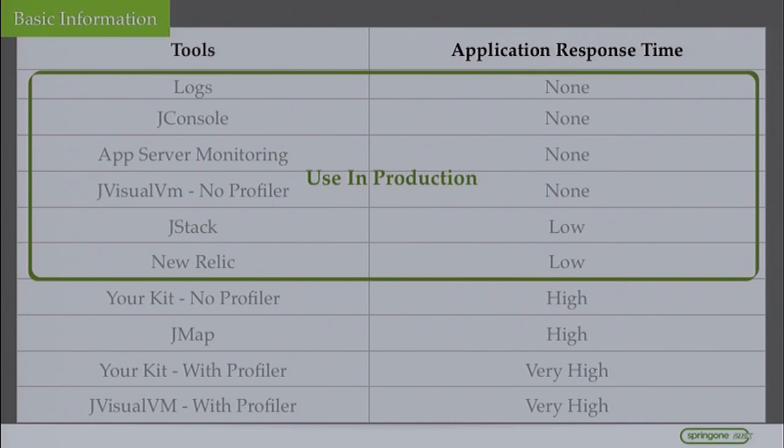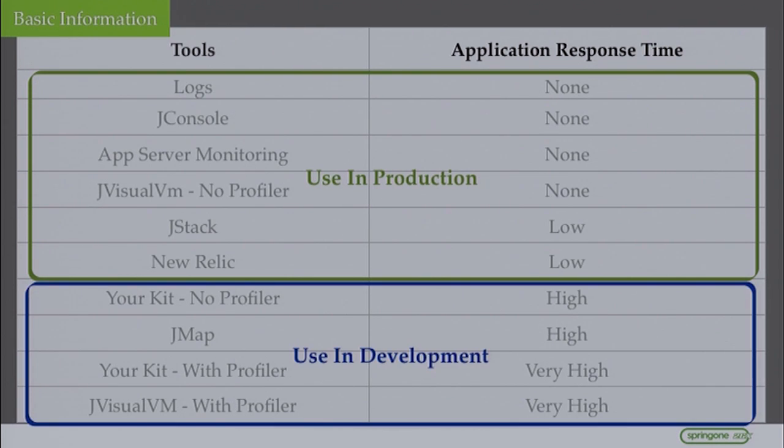So for production, logs, JConsole, app server monitoring, jvisualvm, JStack, NewRelic, those are all tools that are pretty good for production. Meanwhile, these other tools, Yourkit, jmap, jvisualvm, any really intensive profiler, you really want to restrict to your development environment.